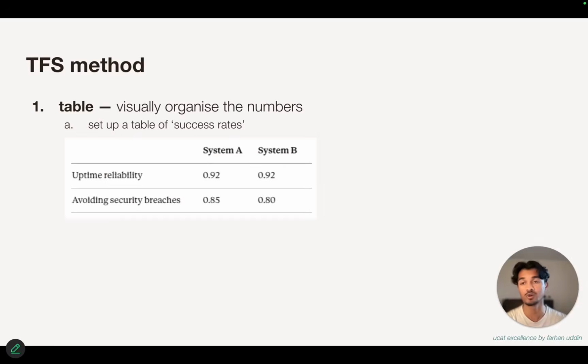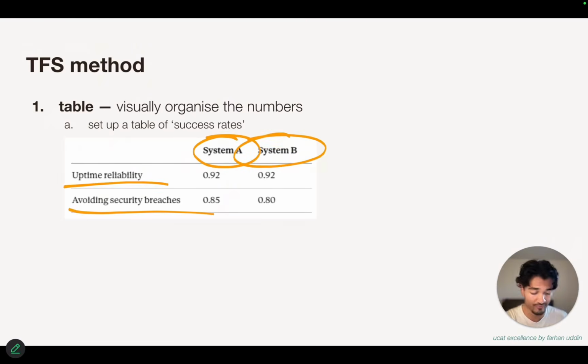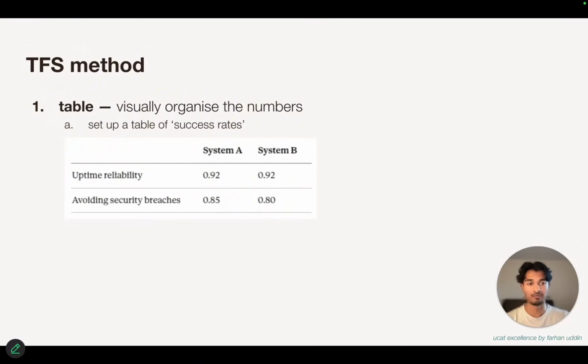So the first thing you want to do is just set yourself up a table. Now, I'll go into this in a bit when it comes to success rates, but if there's system A, there's system B, and it's based on these two different variables, then just make the table so that you can fill in the numbers and then use this table to end up answering the question.